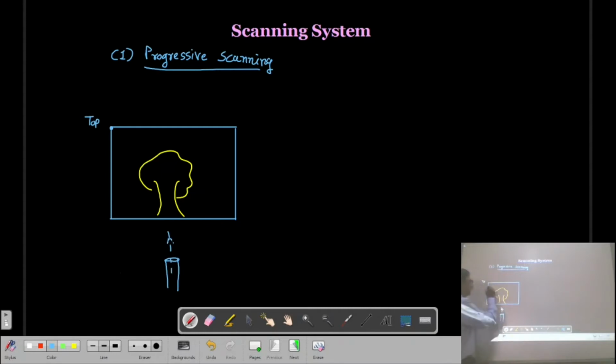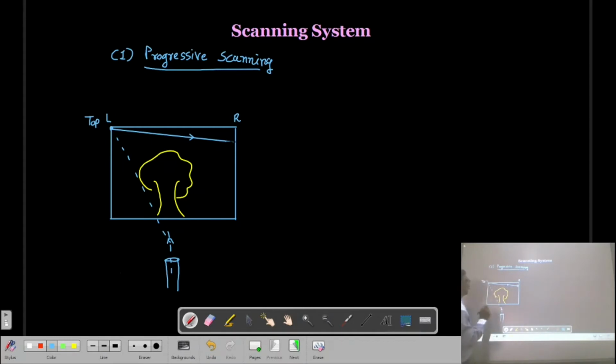This electron beam, initially it will be in this position. Then this electron beam will move from left to right in this way. Remember, this is the left side, this is the right side. During this scanning, whatever the information is there, information will be in the form of what? The variation in the intensity of light. Accordingly, the video signal is going to be generated.